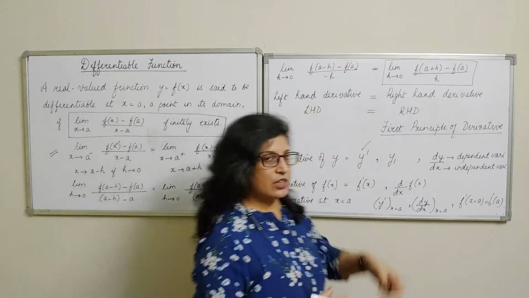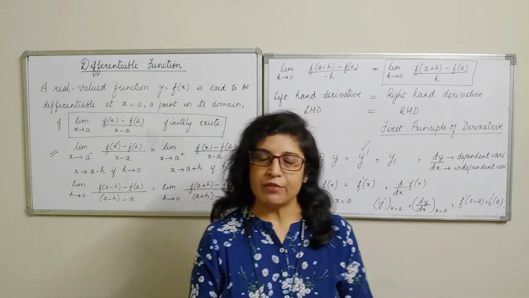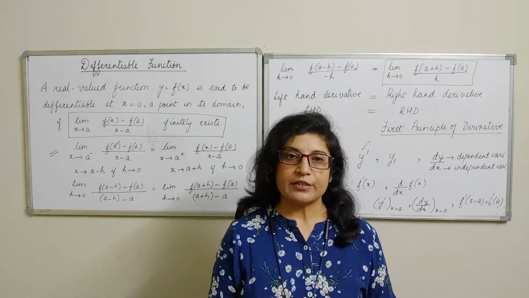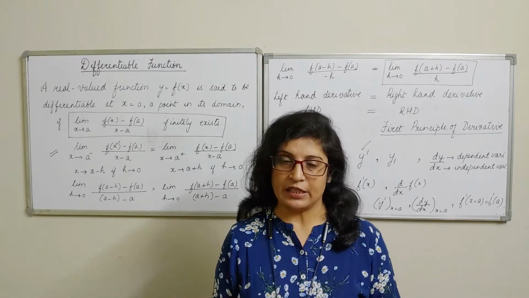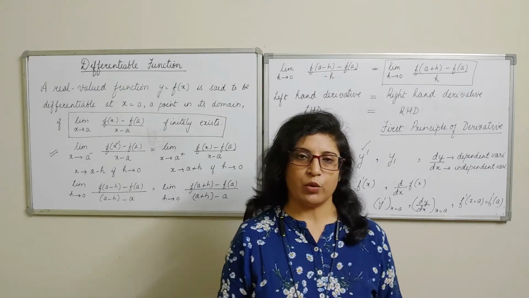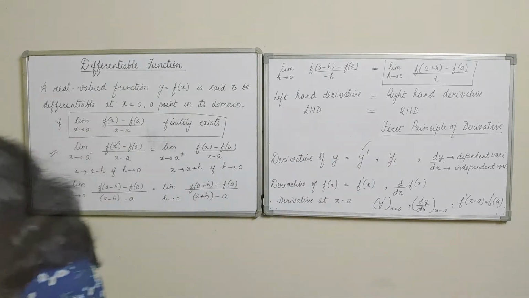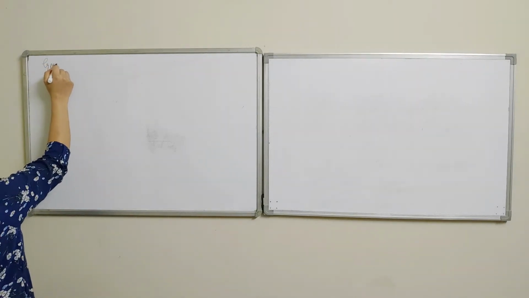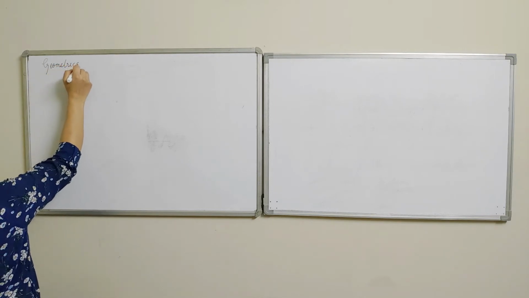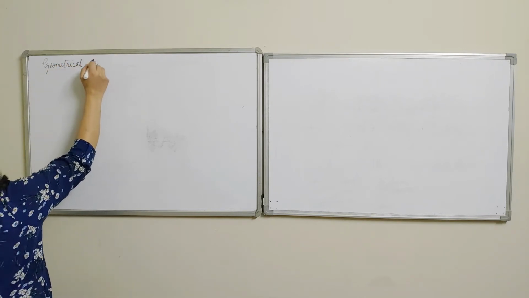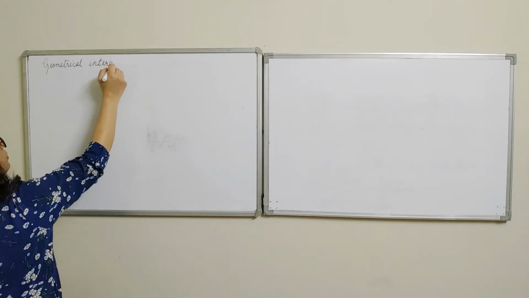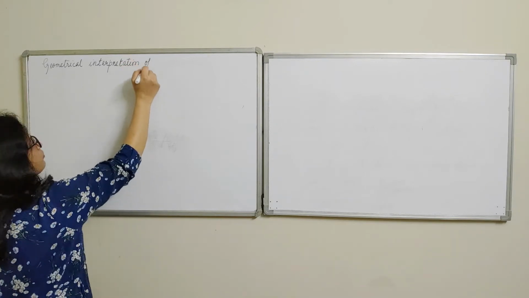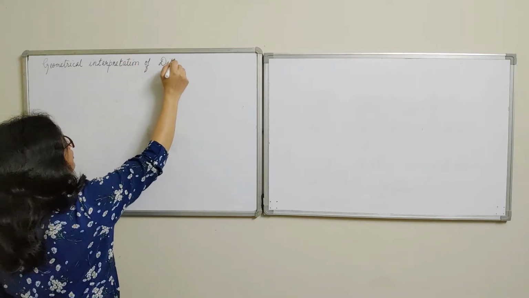Now, since we have seen the LHD and RHD, and we know that whenever LHD is equal to RHD the function is said to be differentiable, what exactly do we mean geometrically when we say that a function is differentiable? That's what we are going to see next. So next, let us see the geometrical significance or interpretation of differentiable functions.